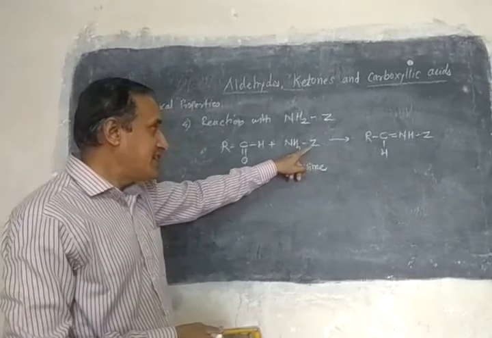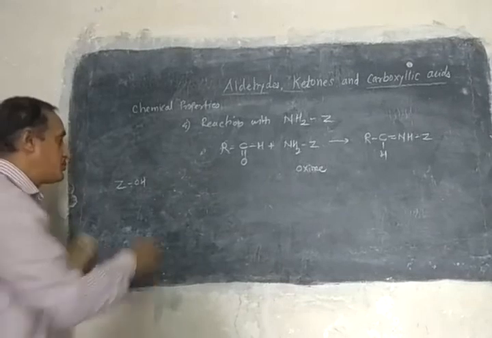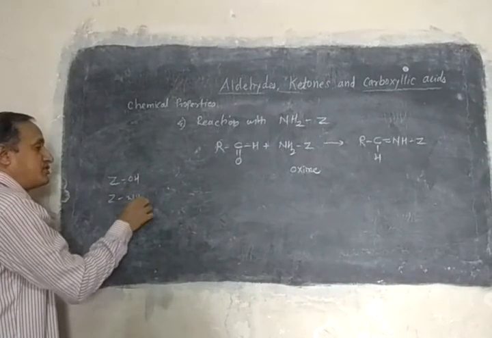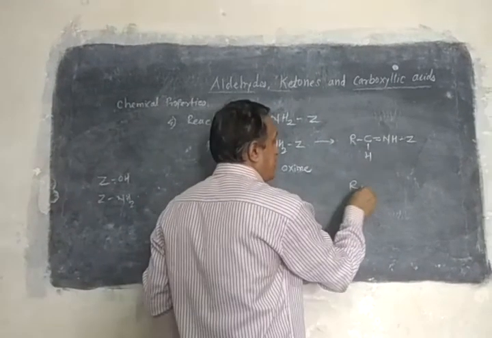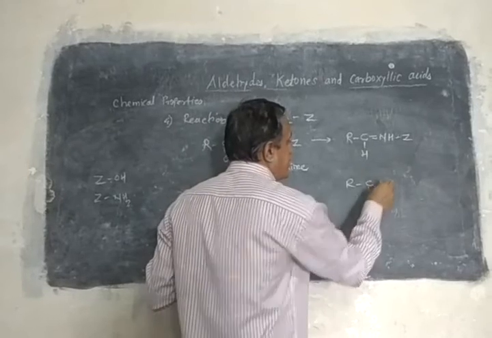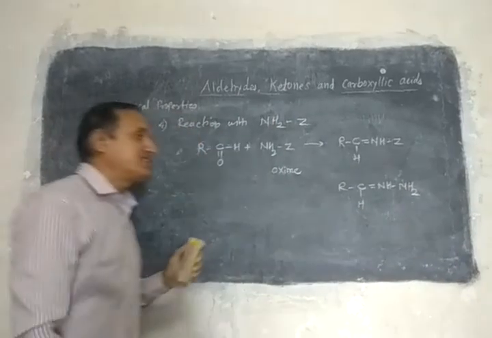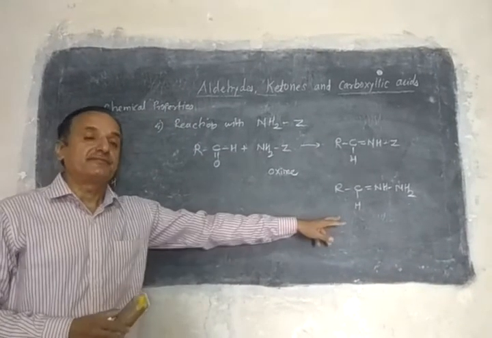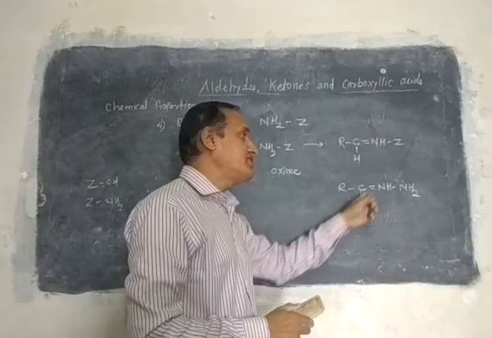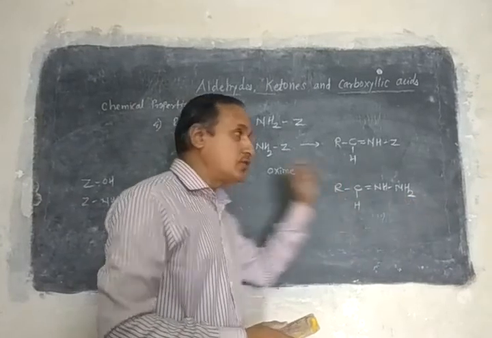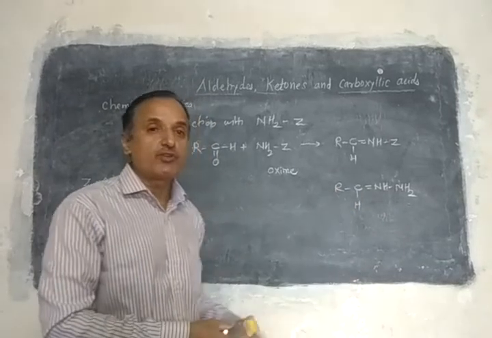So by taking Z as a different group, if you take OH, we get an oxime. Suppose in place of Z you take NH2, that is NH2NH2, called hydrazine. Then what do we get? R-CH=N-NH2, the acetaldehyde hydrazone. So you get RCH=NNH2, a hydrazone. If you take a ketone, you get the ketone hydrazone. So by taking different groups, we can get different products.